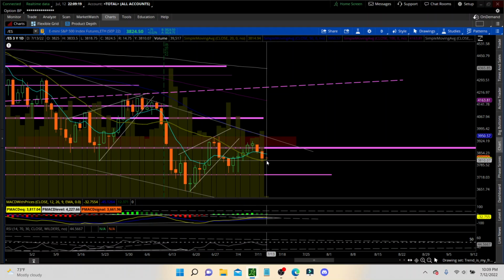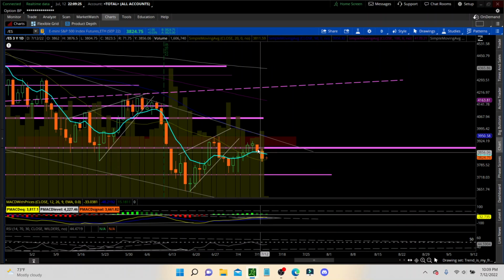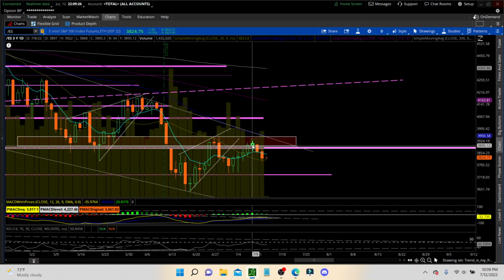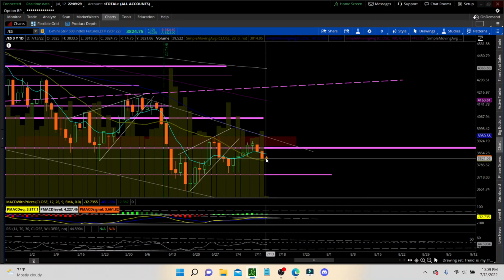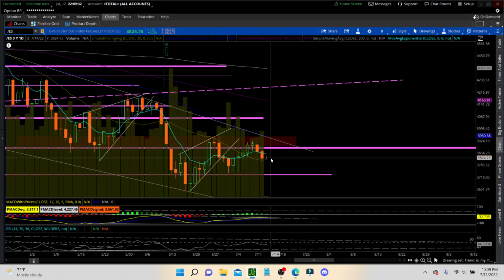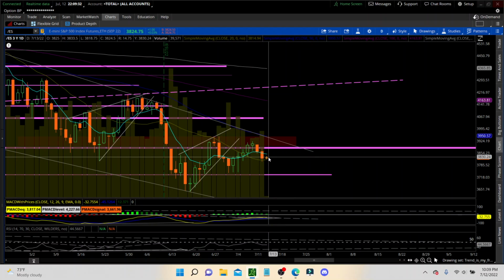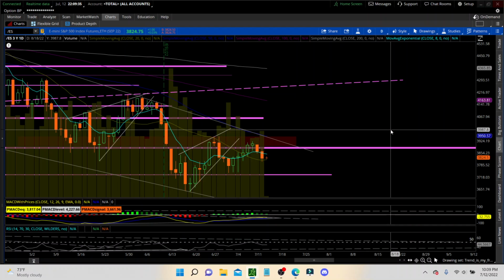Of course, they're going to keep us in limbo right before a CPI number. That's what the big hype is about. But you notice we reversed. We're breaking down, and we're going to probably play back and forth until we get those numbers at 8:30 a.m. in the morning. All right, so that's what we're looking at.